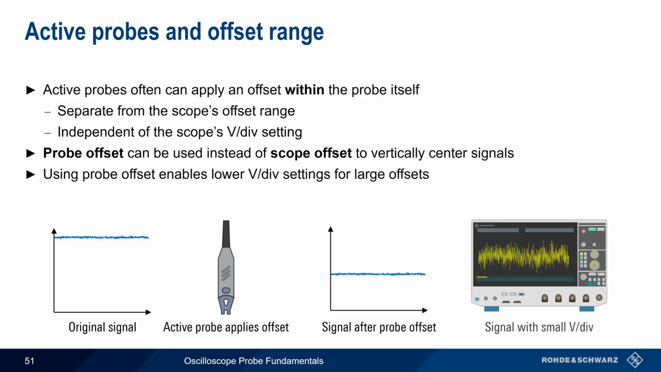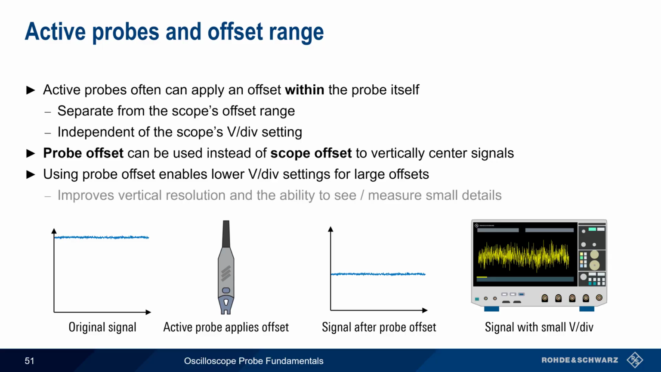Because probe offset is not limited by the volts per division setting, using probe offset often enables greater vertical sensitivity when looking at signals with large offsets. This in turn improves the achievable vertical resolution and the ability to see or measure smaller signal details.